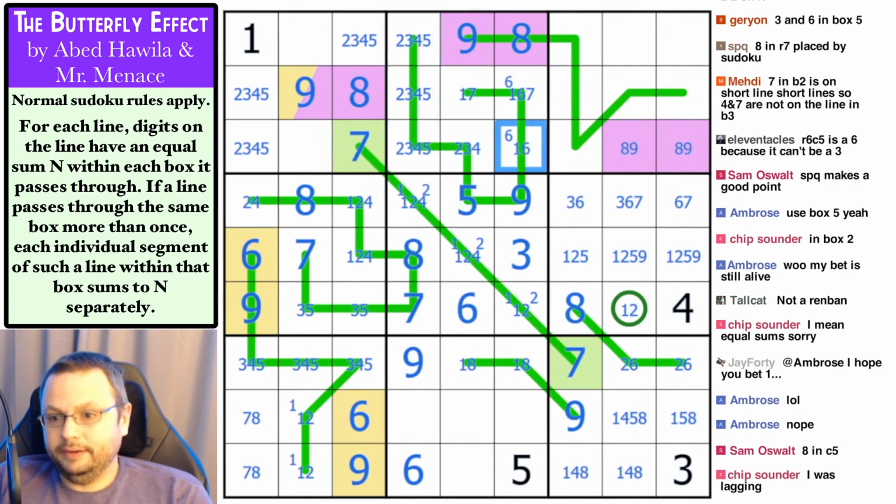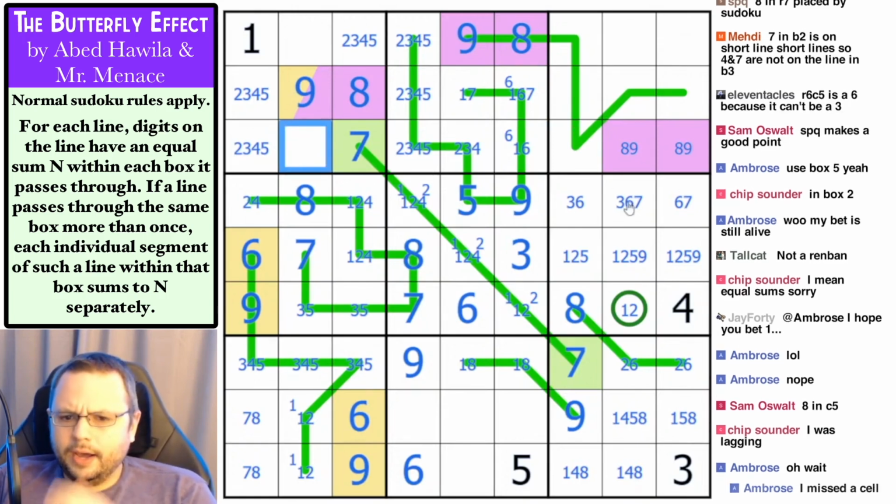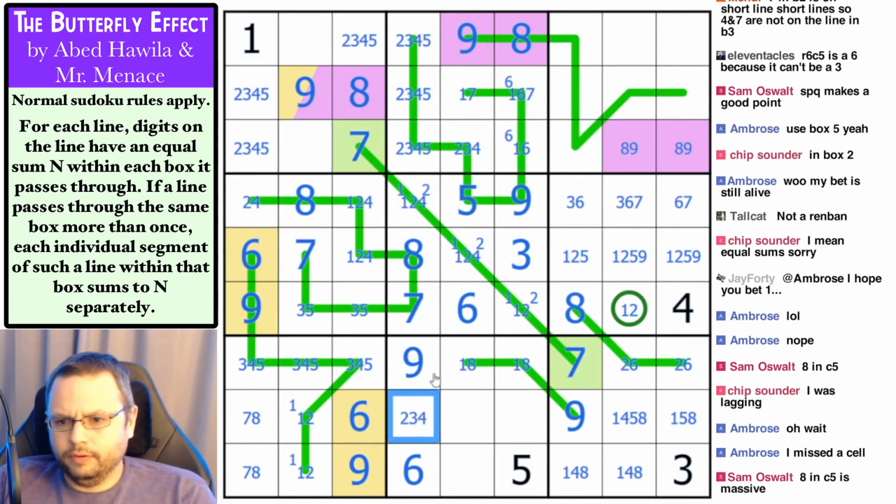This is not a 7 because there's a 7 in the row already. This is a 2, 3, 4, 5. No, I don't know that. Sorry, don't listen to me. This I know is a 2, 3, 4. This is a 2, 3, 4 because it can't be 1 or 5 just because of row stuff.